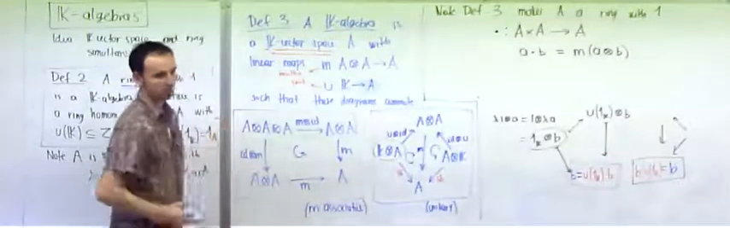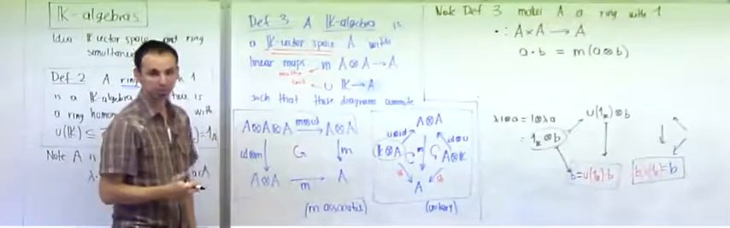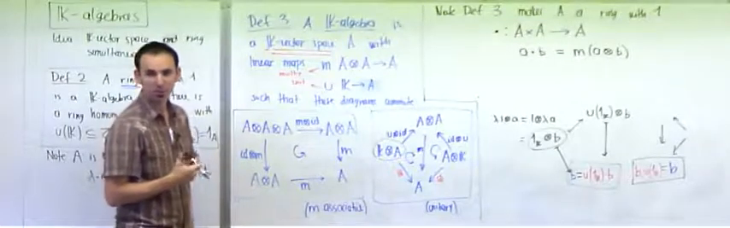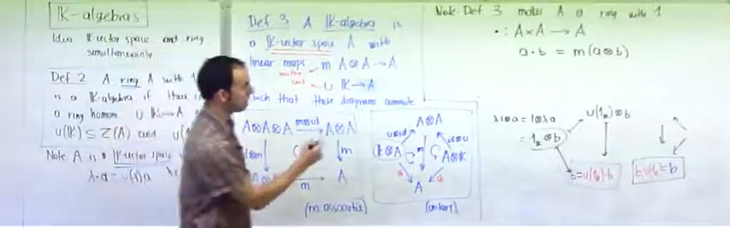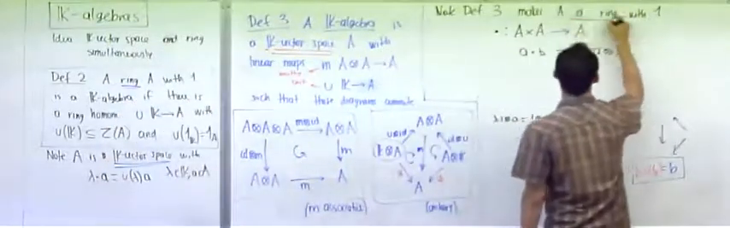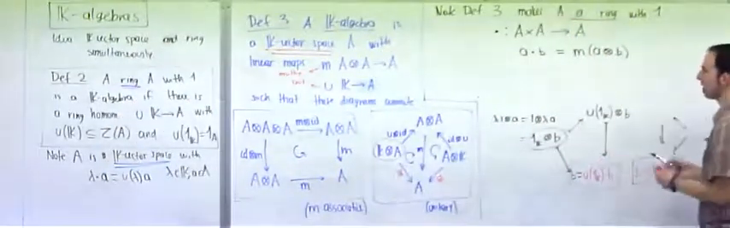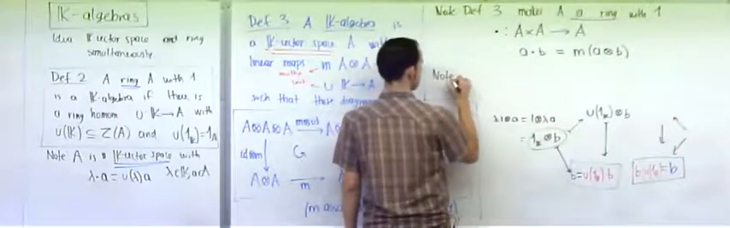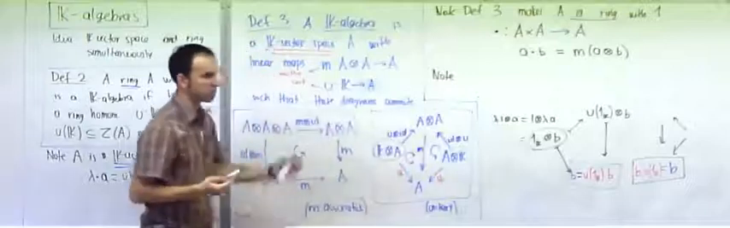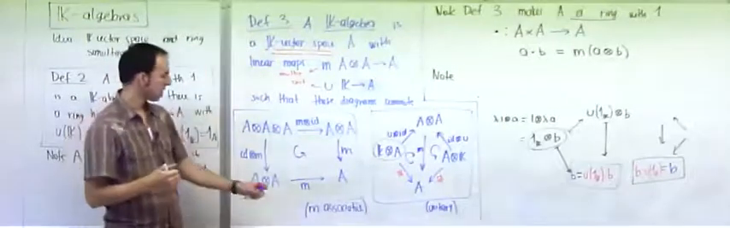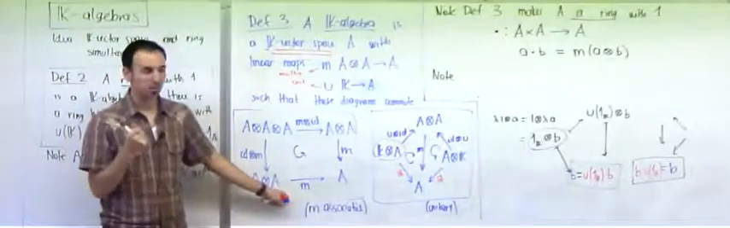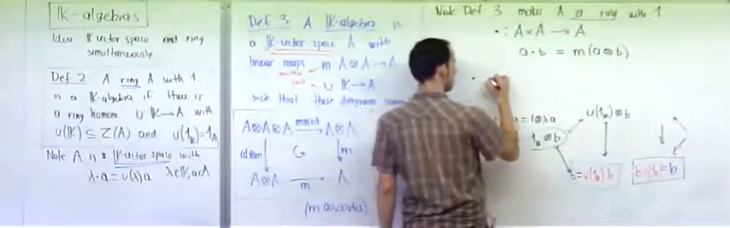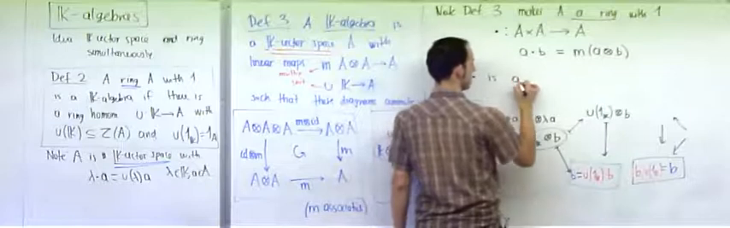This is a multiplication. Well, is it? So far I'm defining a function. What do I need to check? I'm claiming this is a ring, right? So I need to check that this multiplication has the right properties. So what does this tell us? It tells us that this multiplication is associative.